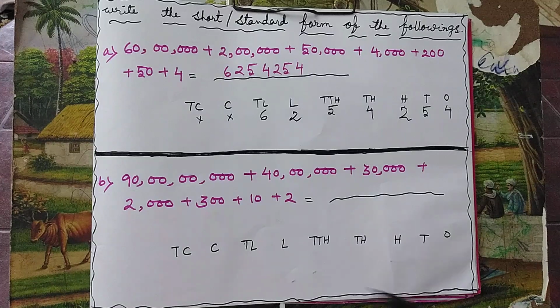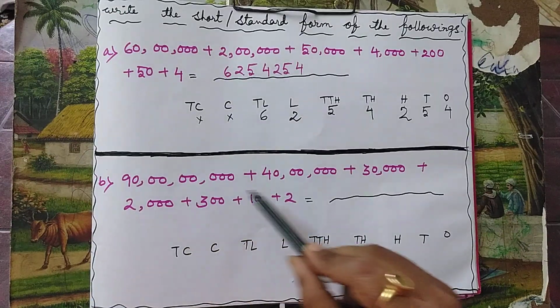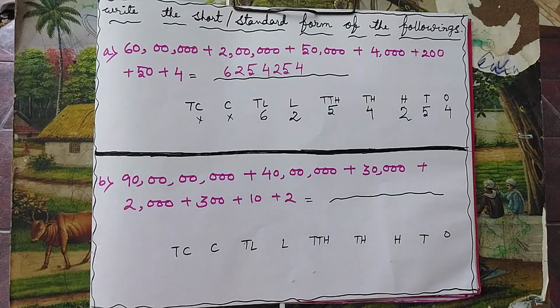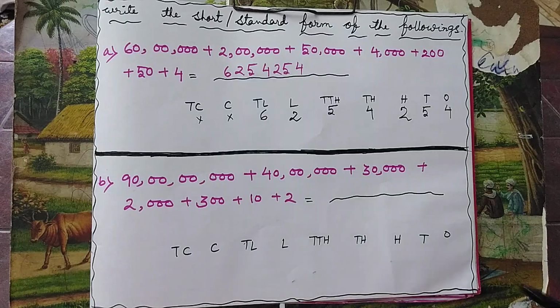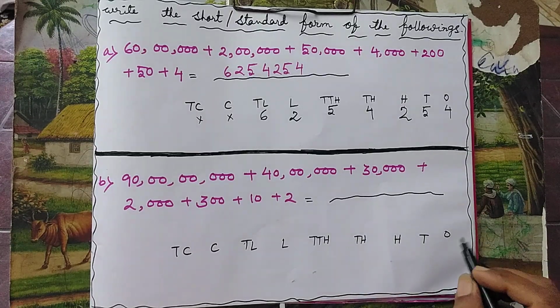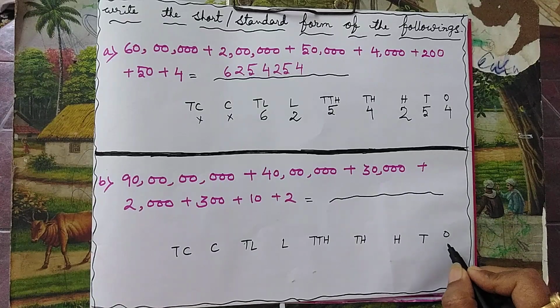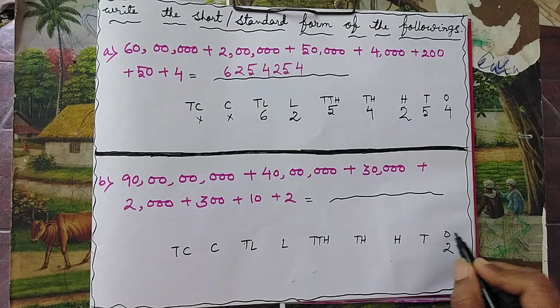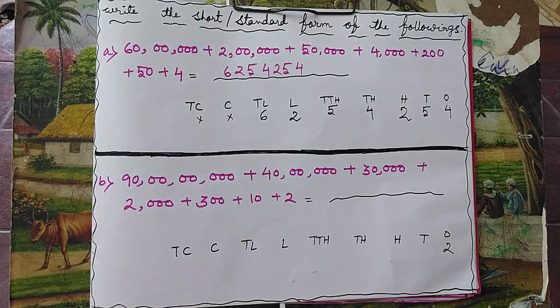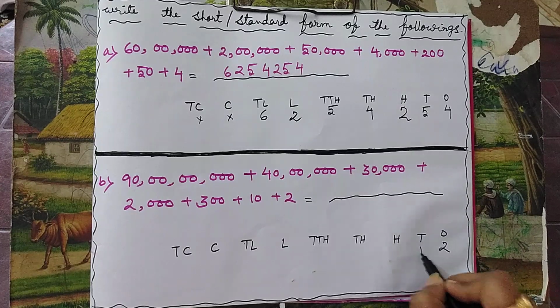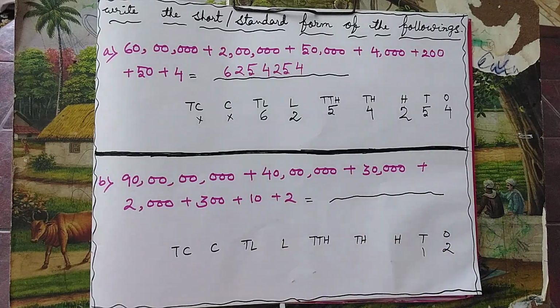Okay. In this example, so many numbers we can see. Similarly, this way we have to write the place value chart. Okay. Now start from your right side. The first digit is 2. So 2 belongs to ones place. 2 ones is equal to 2. Then 10. Only 1 zero means it will go to tens place. So 1 ten is equal to 10.